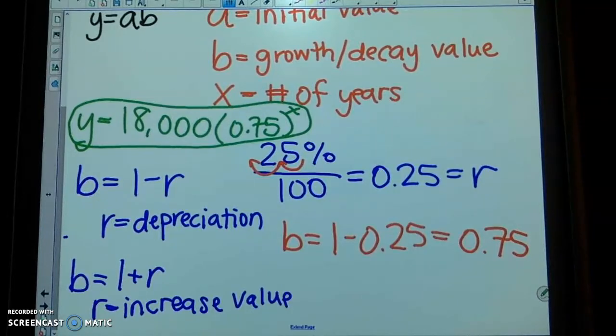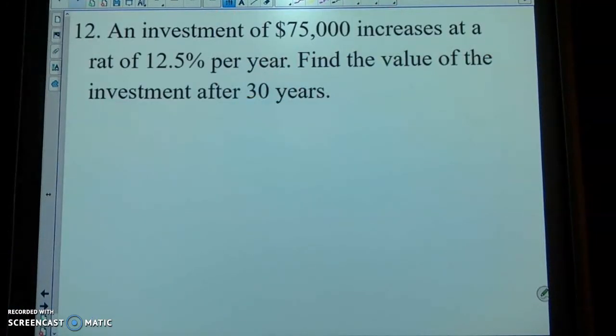Okay, you guys are going to finish this problem up. The next part says find the value of the car after 4 years. All you have to do is take 4 and plug it in for x. Make sure you are taking 0.75 to the 4th and then timesing it by 18,000. Do not take 18,000 times 0.75 and then take that to the 4th. They are very different answers. So you guys are going to do number 12 on your own. If you have any questions, reach out to us, let us know.